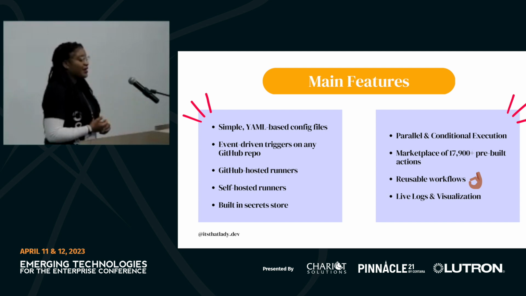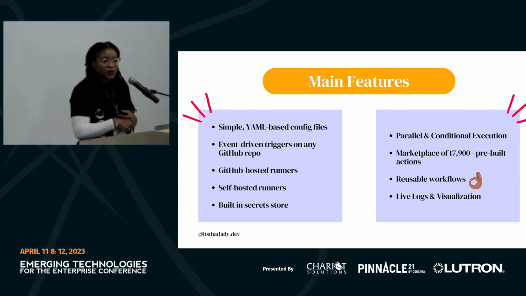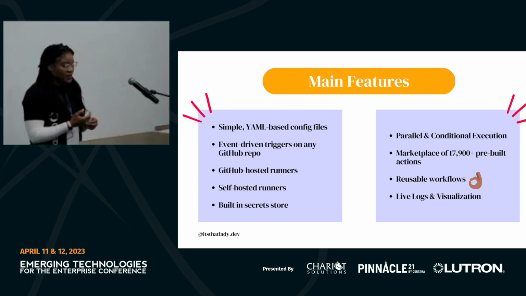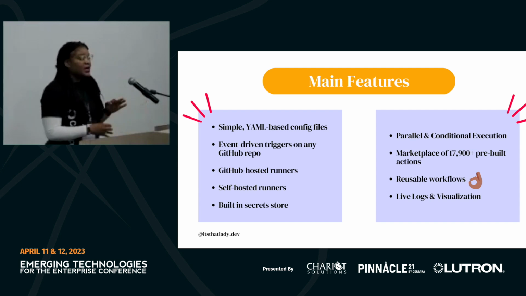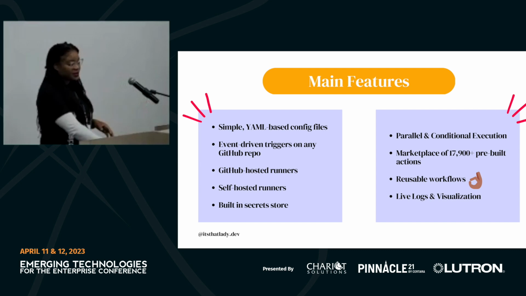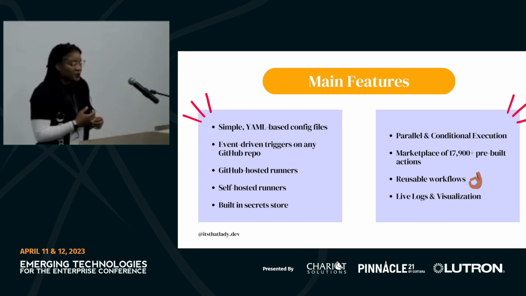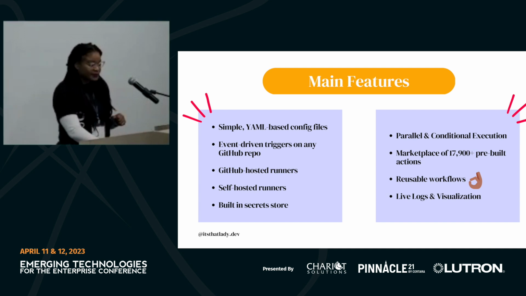GitHub Actions are event-driven, and so they're triggered by any GitHub event in your repository. We have GitHub-hosted runners, and you can also do self-hosted runners. GitHub-hosted runners work with Ubuntu, Windows, macOS, and you don't need to set up anything for yourself. If you would like to set up your own infrastructure, you do have the option to host your own machine to run workflows for enhanced control, security, or compliance.